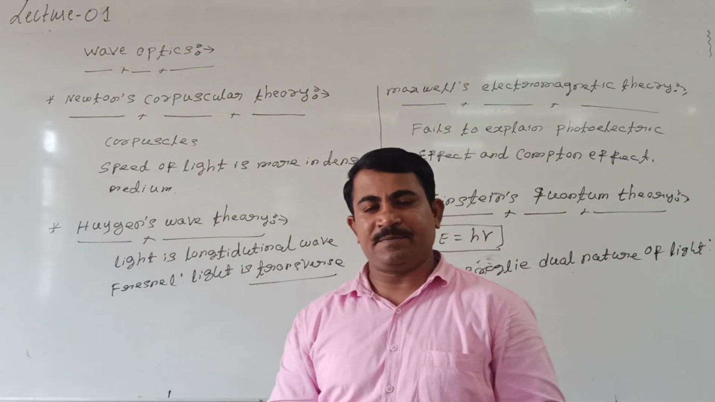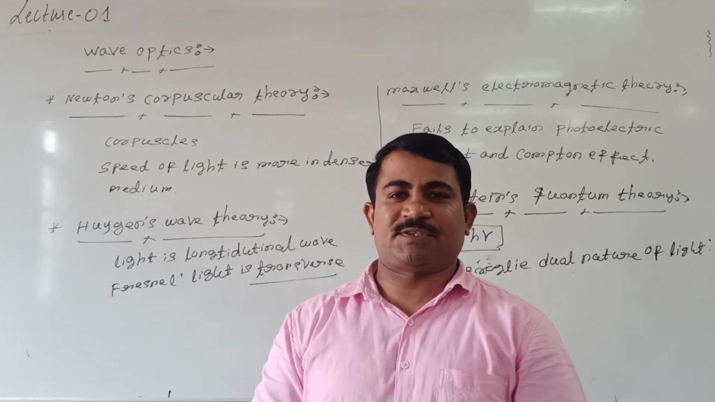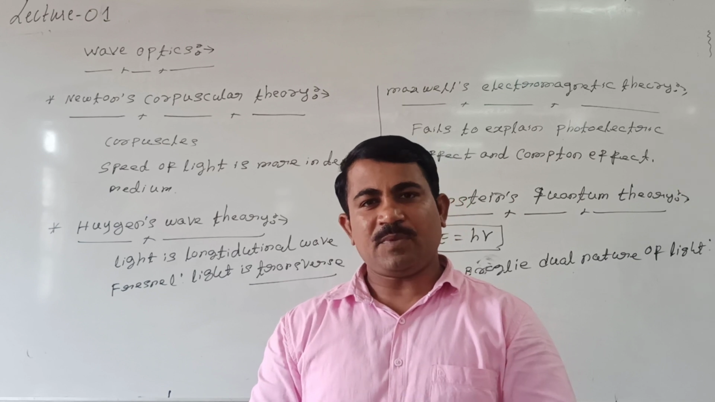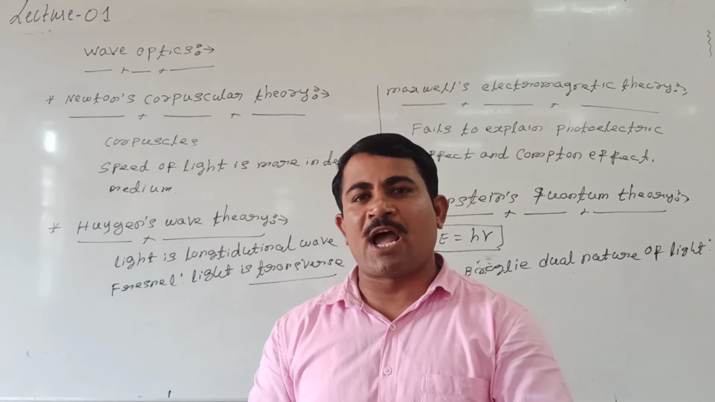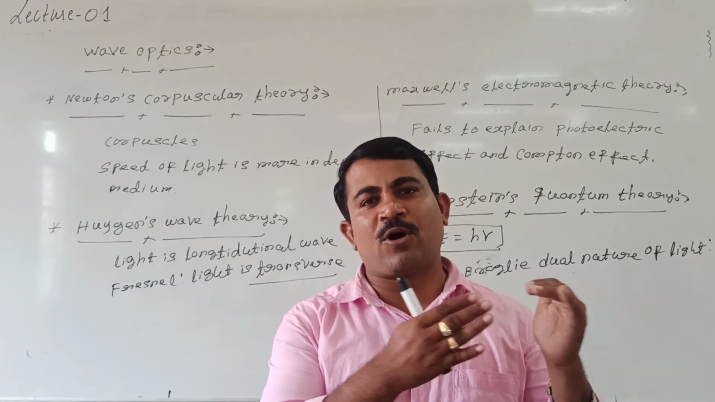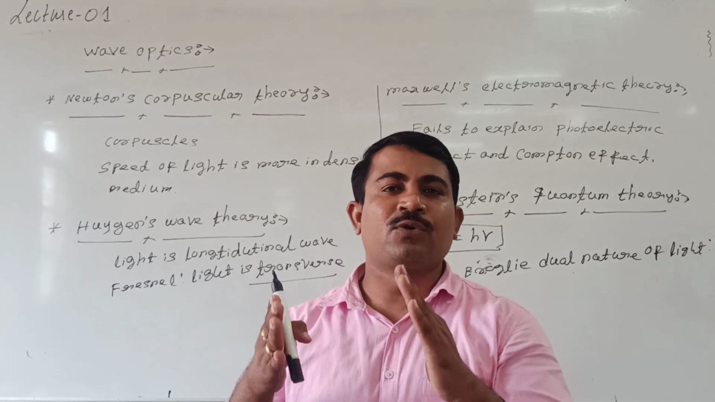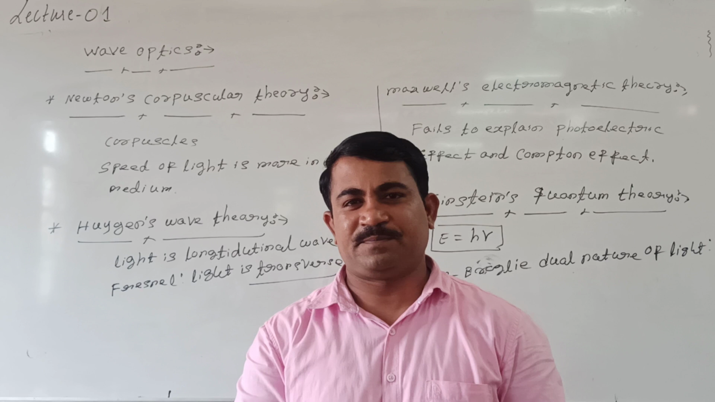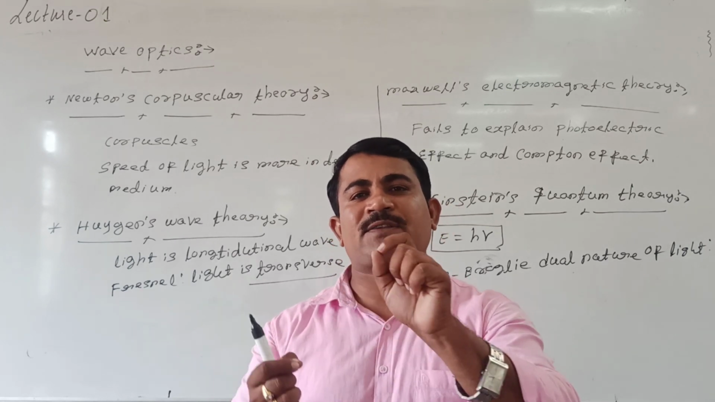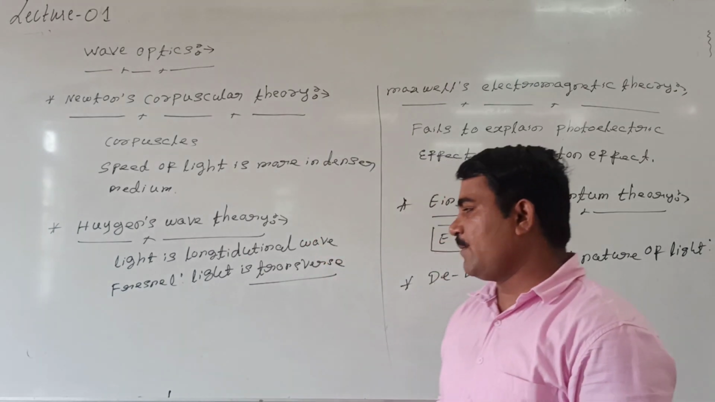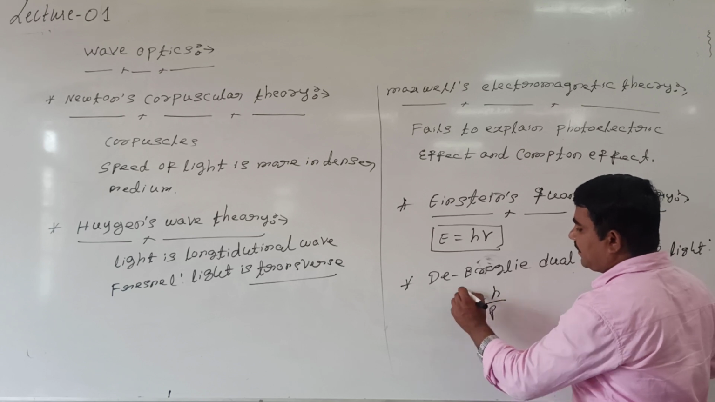De Broglie says that the universe is made up of very small particles and radiations. We know that particles like electrons, protons, and neutrons can move. Whenever these small particles are moving, they are associated with a wave, and that wave he called the de Broglie wave. The de Broglie wave has a wavelength, which is given by lambda equals h divided by p.